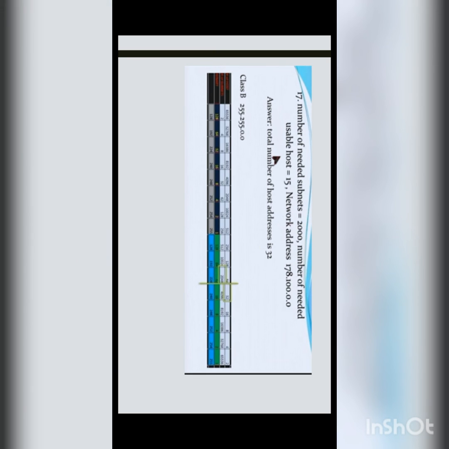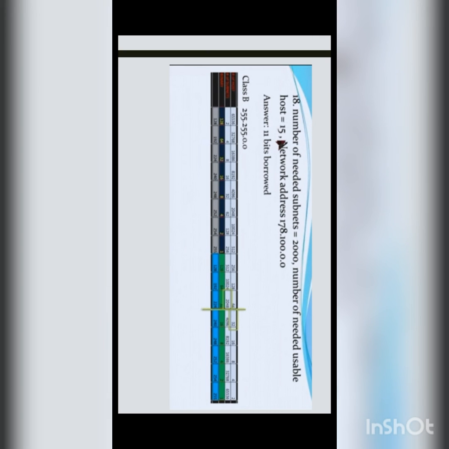17. Number of needed subnets is equal to 2000. Number of needed usable hosts is equal to 15, and the network address is 178.100.0.0. So the total number of host addresses is 32. And 18. Number of needed subnets is equal to 2000, and the number of needed usable hosts is equal to 15, and the network address is equal to 178.100.0.0. So the answer is 11 bits borrowed from the class B.